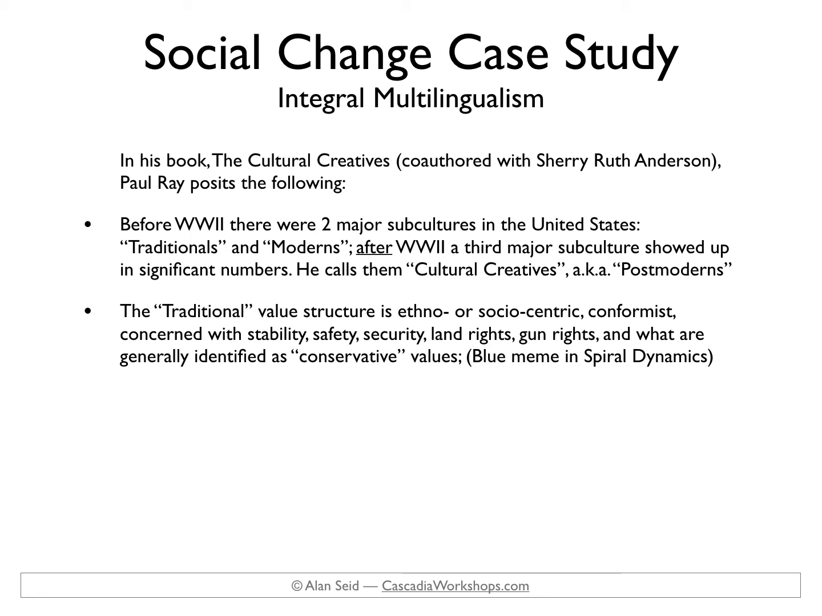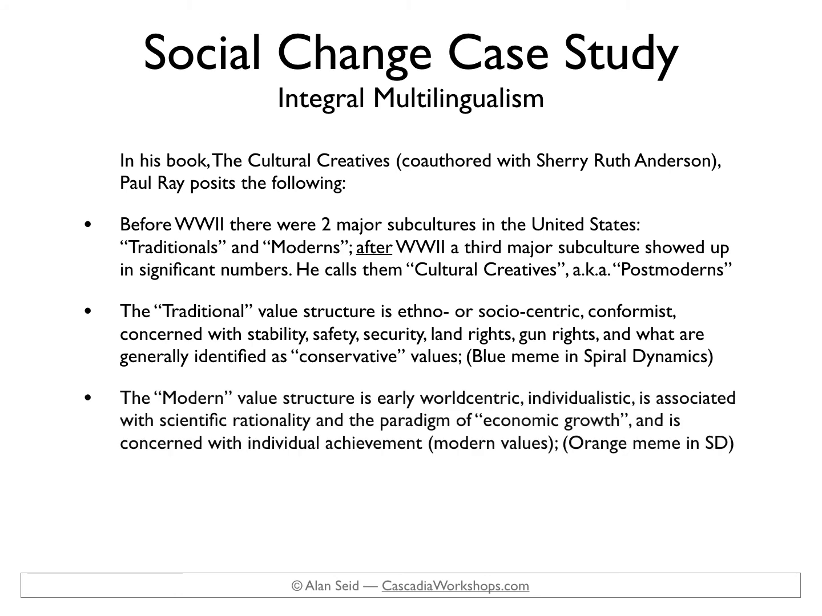The traditional value structure is ethnocentric or sociocentric, tends to be conformist, concerned with stability, safety, security, land rights, gun rights, what are generally identified as conservative values. In the United States, the Republican Party would see itself here. In spiral dynamics, this is the blue meme. And then you get into modern value structures. And remember that these are not rigid boxes. They tend to flow and don't have strict delineating lines. So just keep this in mind as we go through this. This is just a way of describing something that's been identified in the world. And I'm just setting the foundation here to talk about this social change case study.